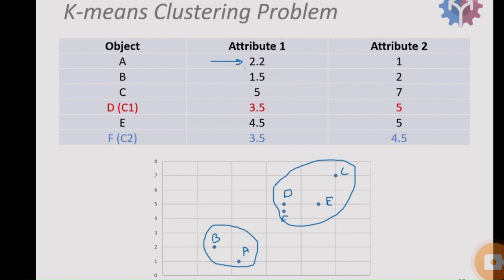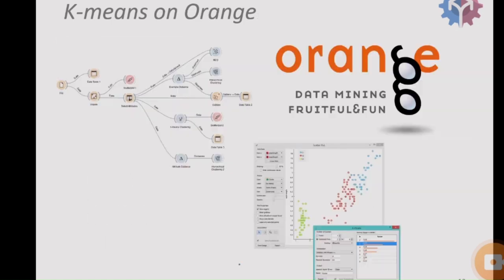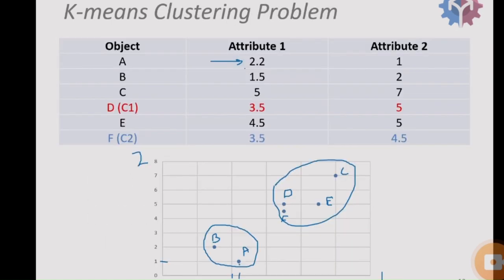2.2 and 1. So this is attribute 1, and this is attribute 2. You can see here A is 2. Can you see this is 2? Yeah. So this is around 2.2, and this is around 1. I just labeled them by looking at it. Now this second example is just for you to practice.